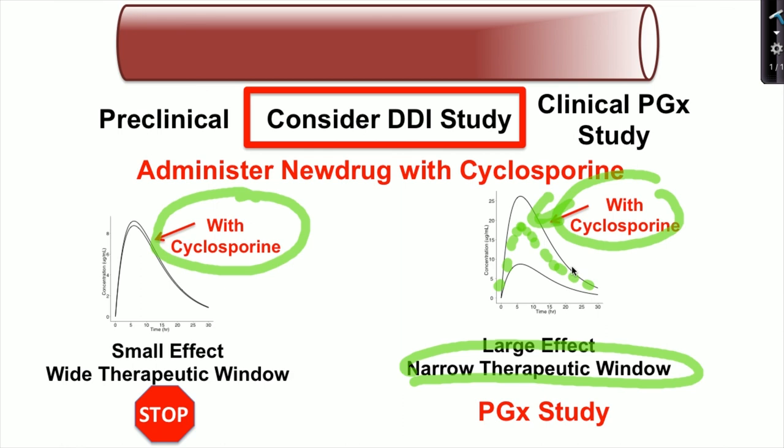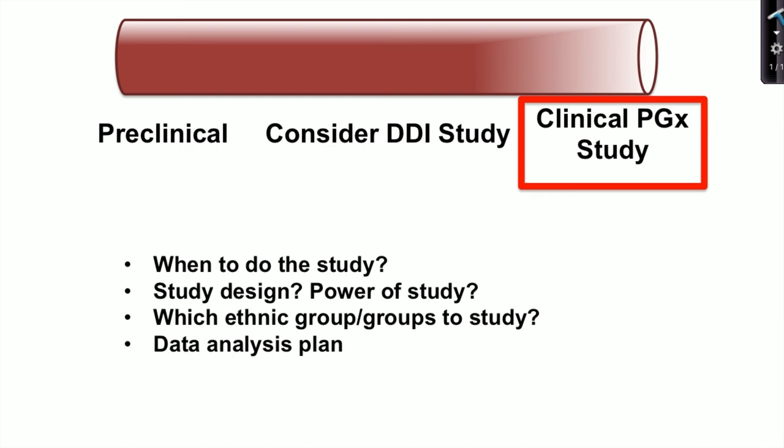You need a strategic design here, and here I'm not going to prescribe or describe clinical pharmacogenomic study design. But when do you do the study? Do you do it in phase one? Do you do it in phase three? Do you do it post-marketing? How do you power the study?